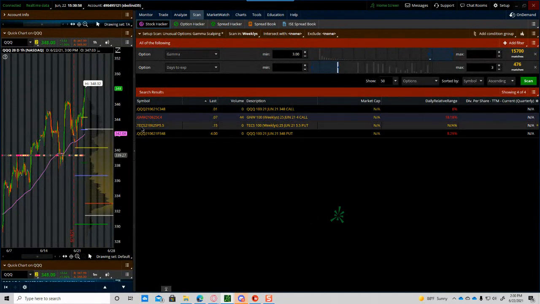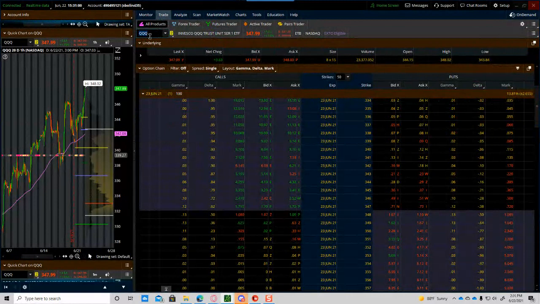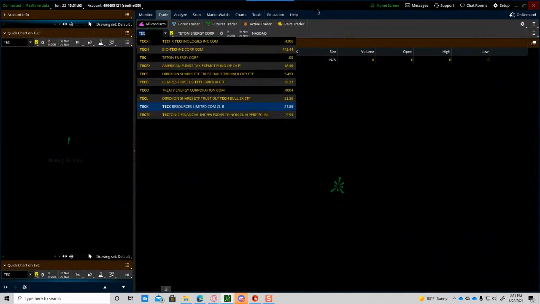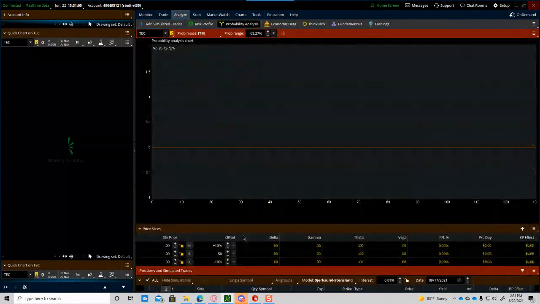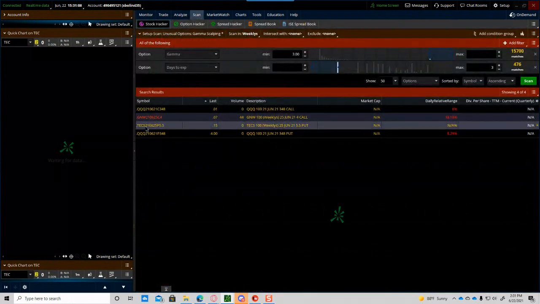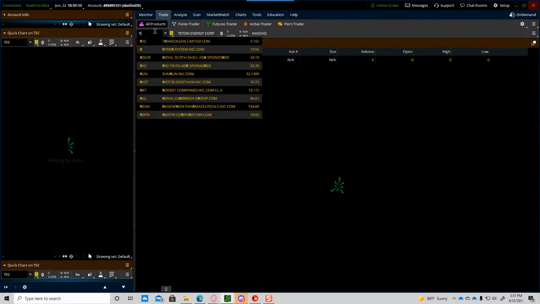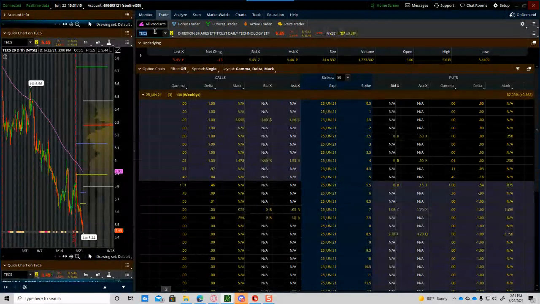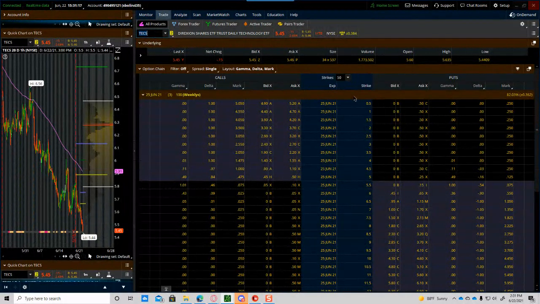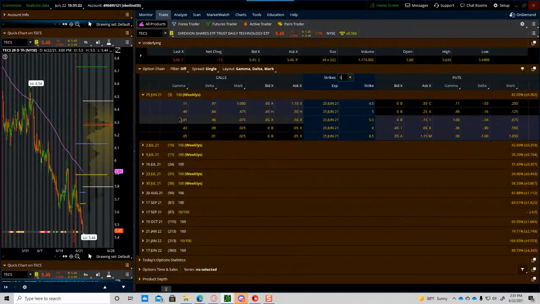So TECS is another name on this list. I got to get the S on there. The technology ETF. It has a gamma of 100 or $1. Read it how you want to read it. That's a very, very high gamma. We've got an expected move of 36 cents in the next 3 days.